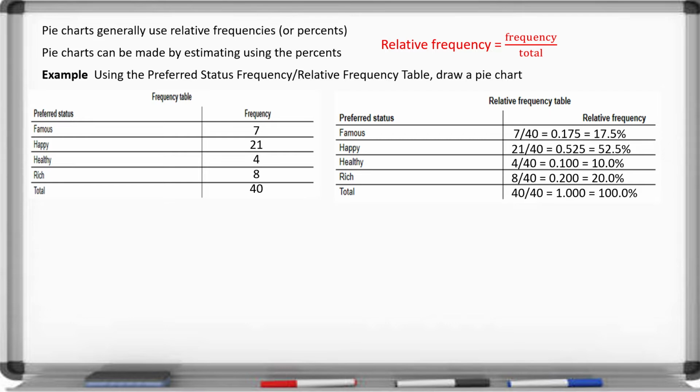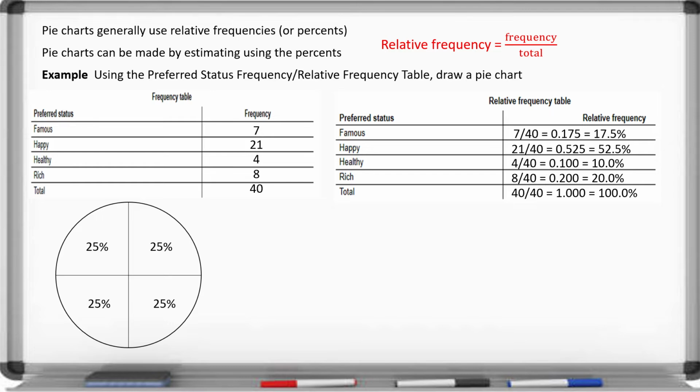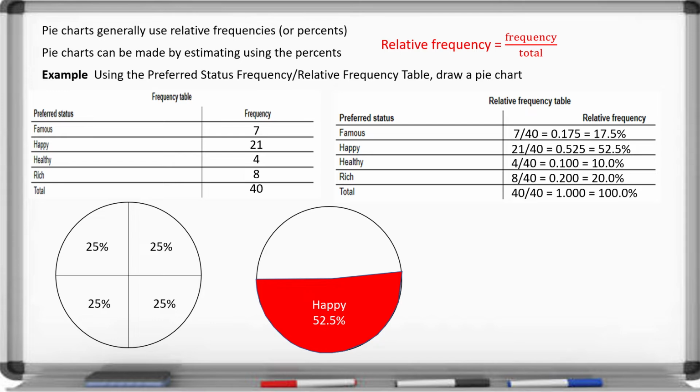Now that we know the percents or the relative frequencies, we want to go ahead and start with a pie chart, drawing a circle. Remember that in this circle, the full circle is 100%, and if you cut it into fourths, each of them is worth 25%. So we're going to use this to help us guesstimate where each category goes. Starting with our circle, we're going to start with the happy percentage, which is 52.5%. That's a little bit over half of the circle. So that's this category, happy. We know it's a little bit over 50%.